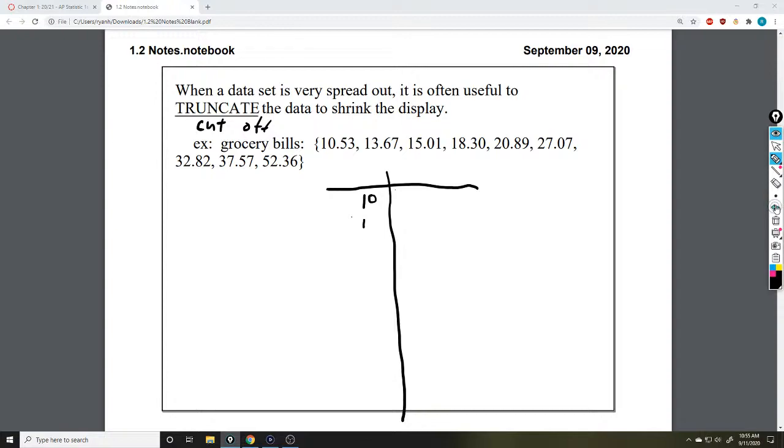We're going to have to truncate it off even more. I'm slicing off the last 2 digits. The only digit that's going to go in the stem is 1. Then 2, then 3, then 4, then 5. And now it's much better to make the stem plot. Key: 2|5 corresponds to $25.